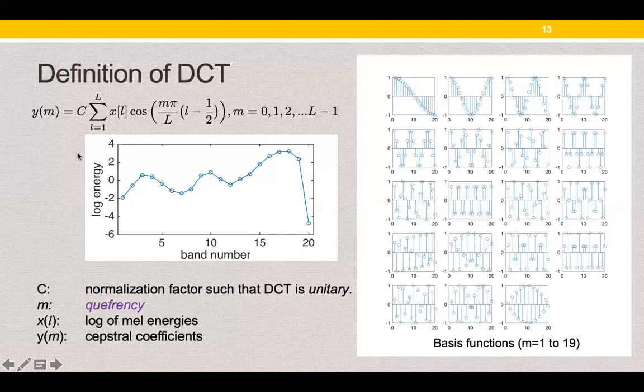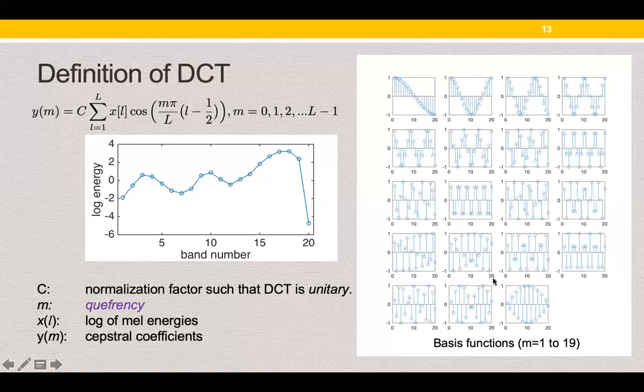And a tiny detail here is that for DCT, if I'm right, we choose a normalization factor C so that DCT becomes a unitary transform, which means that DCT preserves vector norms. And when we map it to the frequency domain, it's still 20 dimensions, but then we project it to the lower 13 dimensions.